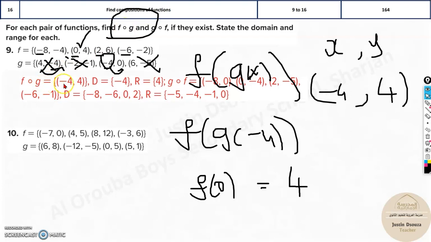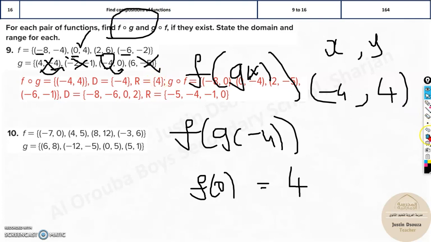So you can see over here, the first one, f of g. That means this whole means the composition of f of g. Okay, so over here we got minus 4 and 4. So what is the domain? Domain is the x value. It is only minus 4. Range is the y value. It is only one value.